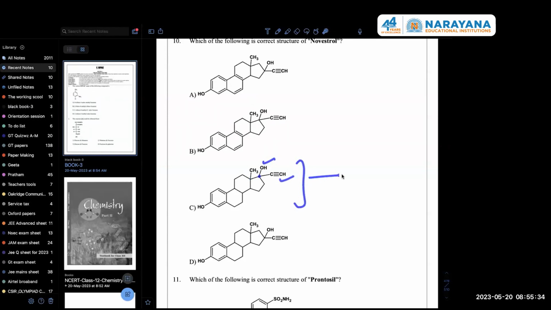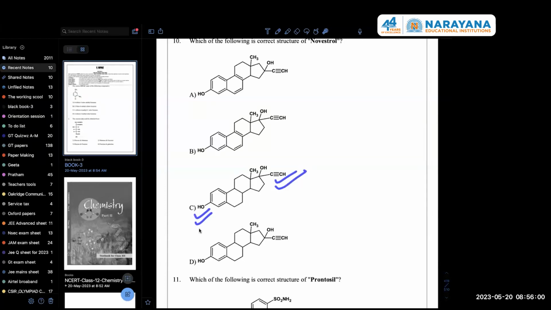Novestrol and norethindrone are the two compounds which can react with Tollens reagent and give a white precipitate, not a silver mirror. You know, a terminal alkyne can give silver acetylide. Are you getting my point? So novestrol and norethindrone both can give a white precipitate with Tollens reagent.